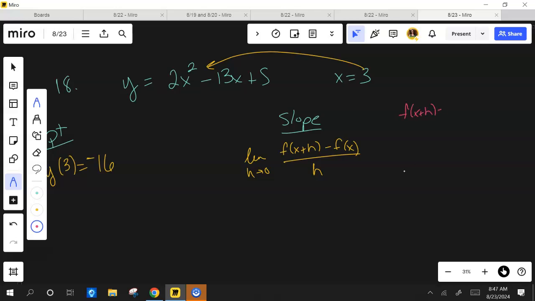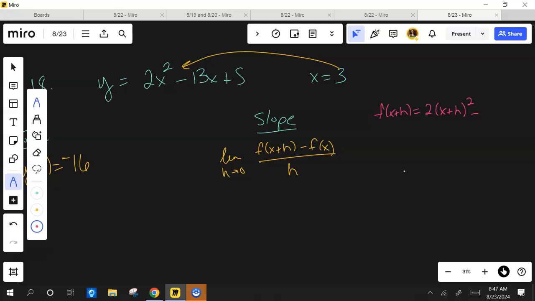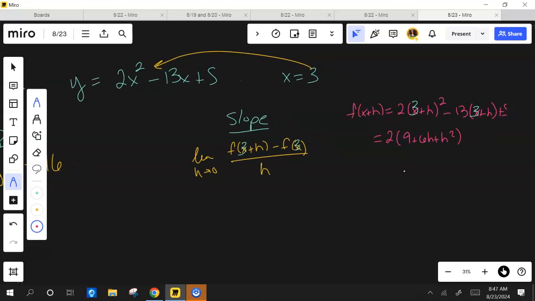All right, f of 3 plus h: 2 times (3 plus h) squared minus 13 times (3 plus h) plus 5. I'm going to change all these x's to 3's. What do I have? 2 times 9 plus 6h plus h squared, minus 39 minus 13h plus 5. Yes, you'll have more work, but that's fine. 18 plus 12h plus 2h squared, minus 34 minus 13h.